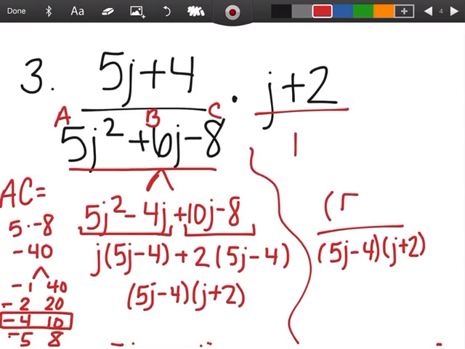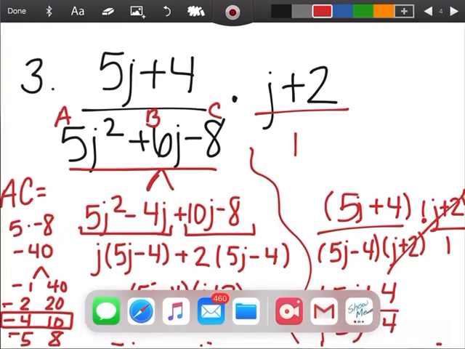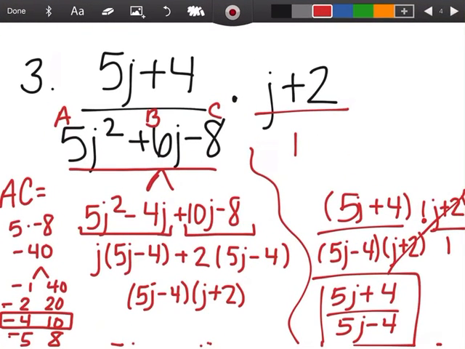The numerator can't factor, so it says 5j plus 4, and then times j plus 2 over 1. And that is a quantity. So those can cancel, the j plus 2s. 5j plus 4 and 5j minus 4 don't reduce. So 5j plus 4 over 5j minus 4 is the final answer. Whether I put the times 1, whether I put it in parentheses, it doesn't matter. But those don't reduce. They don't even reduce to be negative 1 because the j's are positive in both situations. That is the final answer.